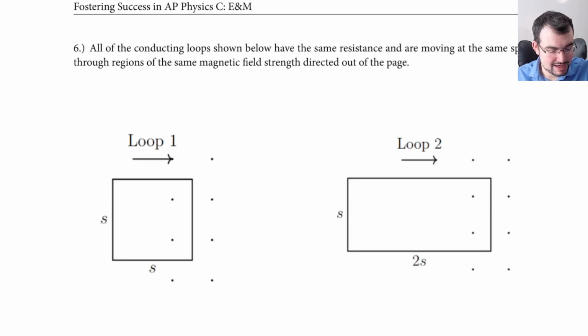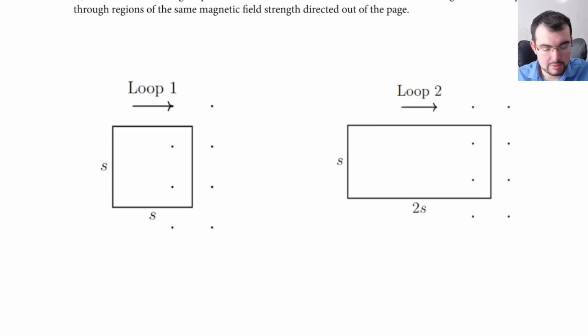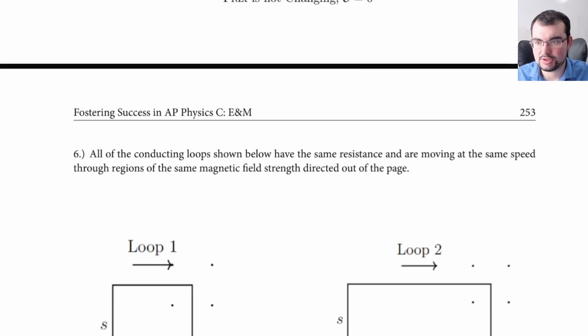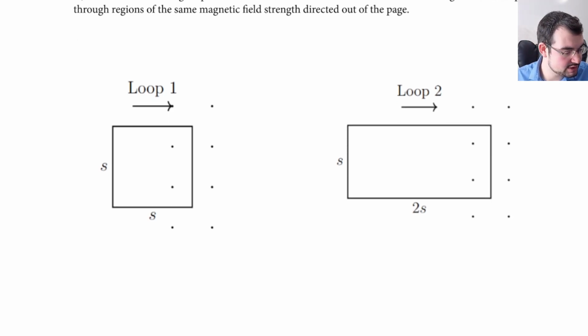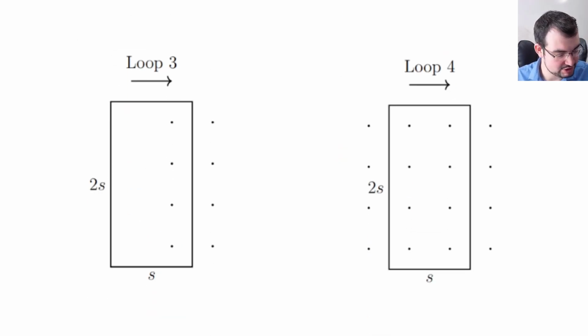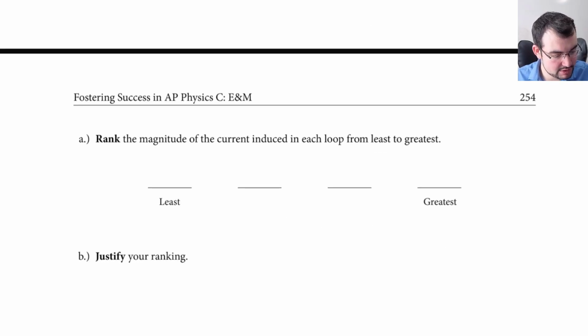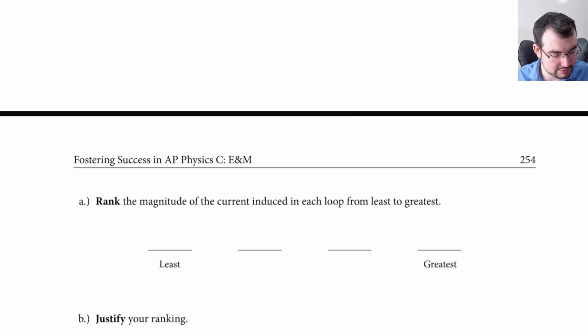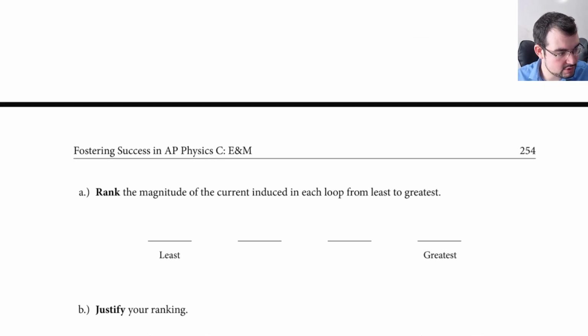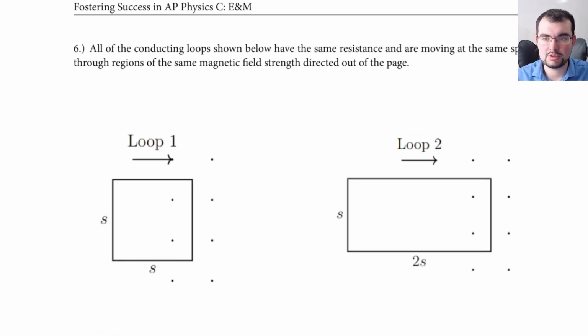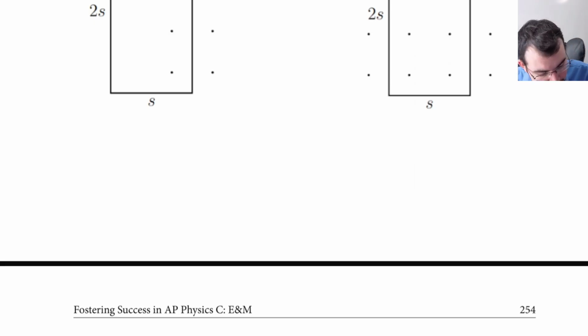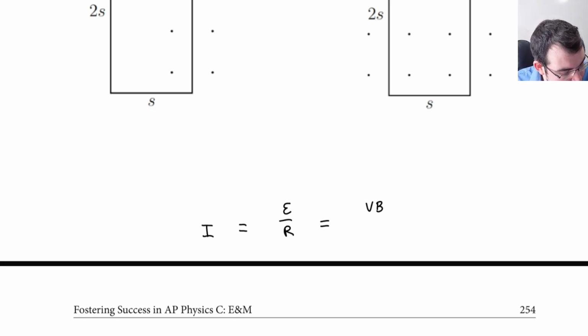So let's do a ranking task to really test our knowledge here. So we have 4 loops. They each have the same resistance and have the same speed and are moving through the same B field. They just have different dimensions. We're going to rank the current induced in each loop, and then we will justify it. So, of course, we're ranking current. So what is current related to? Well, we know that current is going to be EMF divided by resistance, and EMF is the Hall effect voltage, VBL.